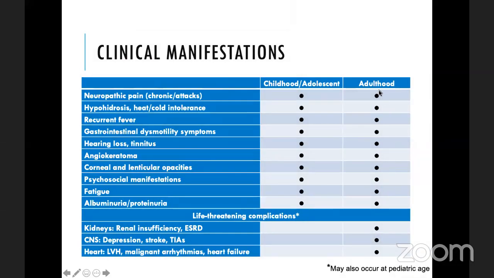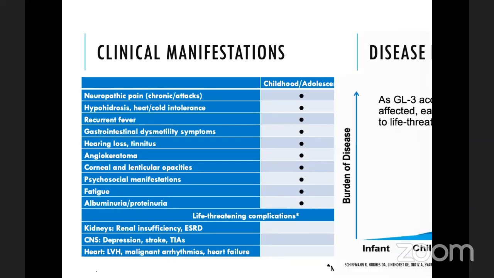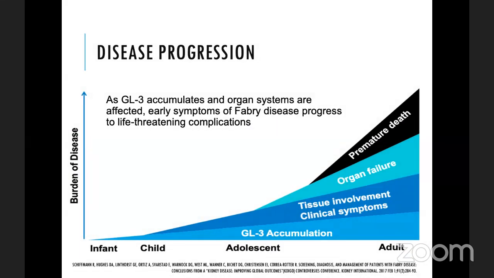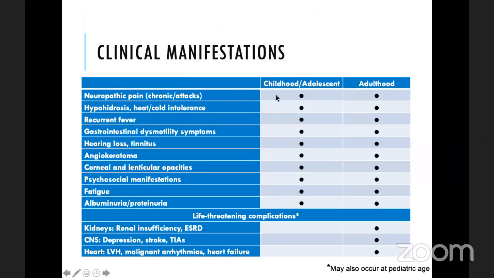Here we can see the clinical manifestations seen in Fabry patients throughout childhood till adulthood. The neuropathic pain, or neurological symptom, is the most important and usually starts first, in addition to GIT, hearing, eye symptom manifestation, psychological, a lot of symptoms, and the life-threatening complications, which may occur in pediatrics, but are mainly seen in the adulthood stage in the renal and the central nervous system and heart.